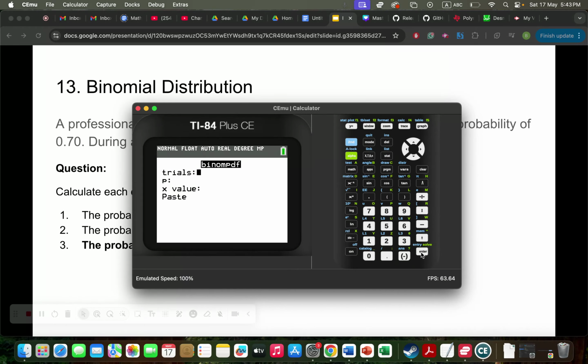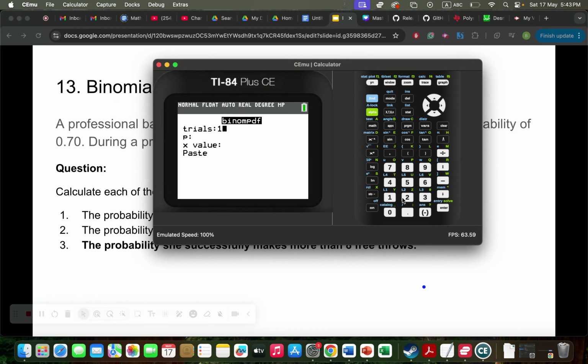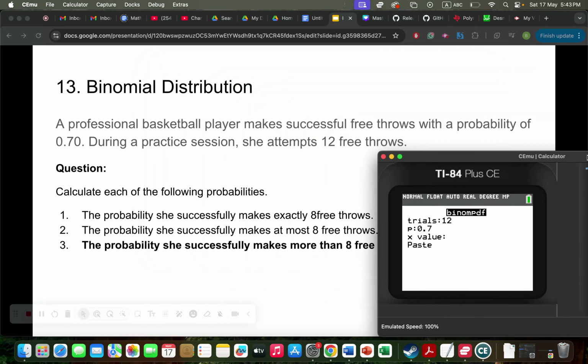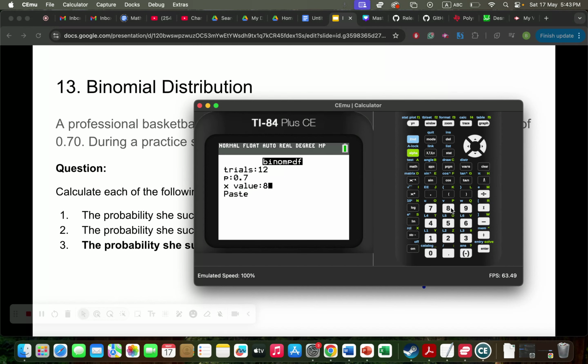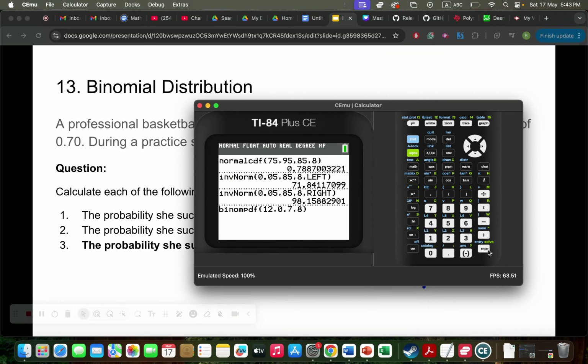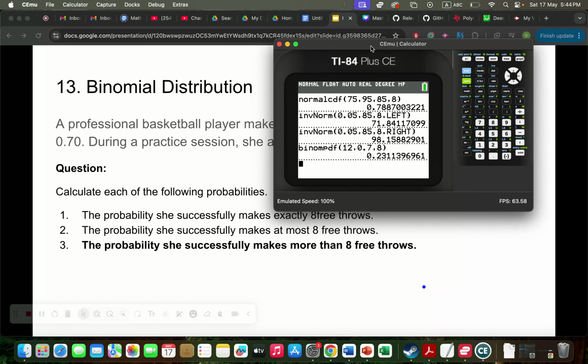So I'm going to choose PDF in this case. The number of trials would be 12 because we obviously have 12 free throws. The probability of getting a throw in would be 0.7, so p would be 0.7, which is the probability of success. And the x value would simply be making exactly 8 free throws, so I'm going to make this 8. Press enter, and that should give you the answer, which is 0.2311.